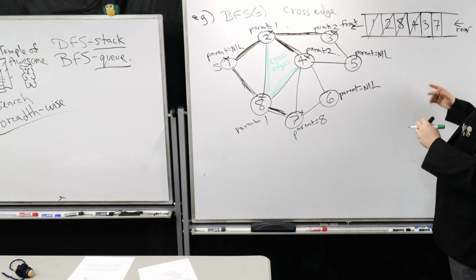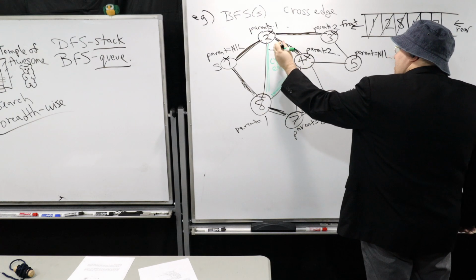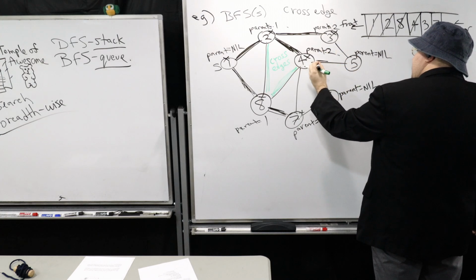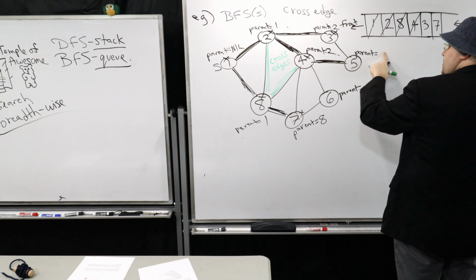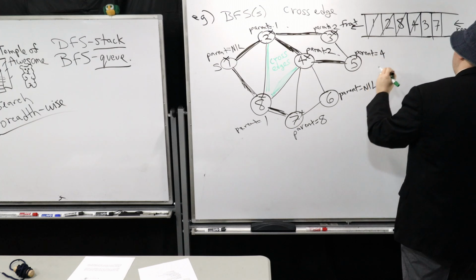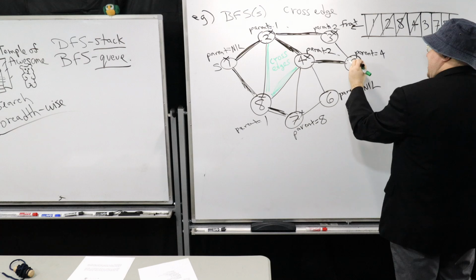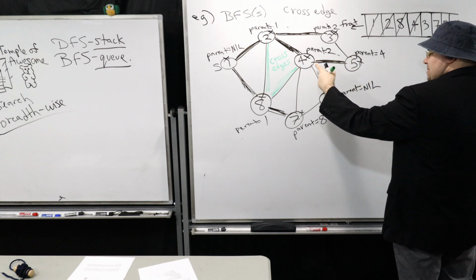Exactly. So now we've got 4. Let's look at 4. That one's labeled. This one is not labeled yet, so I'm going to label its parent to be 4. I'm going to put 5 into the queue. I'm starting to run out of space. I'm just about full, though. And then I'm going to mark 5.